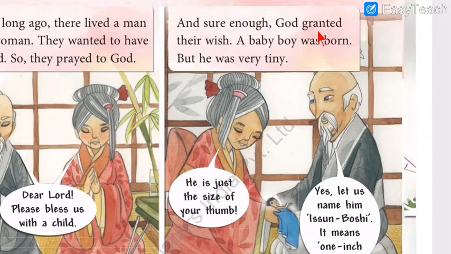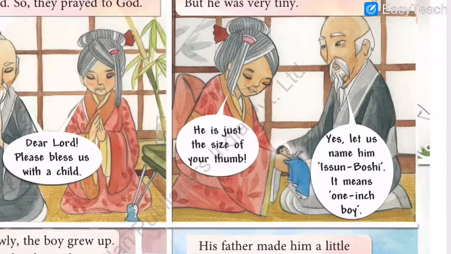And sure enough, God granted their wish. Granted means God accepted, God you can say permitted. He gave a child to them both. But what happened? What was the complication along with the wish? A baby boy was born, means a small boy was born. Baby boy and baby girl mean small boy and small girl. So here the boy was born, but he was very tiny. Very tiny means very small.